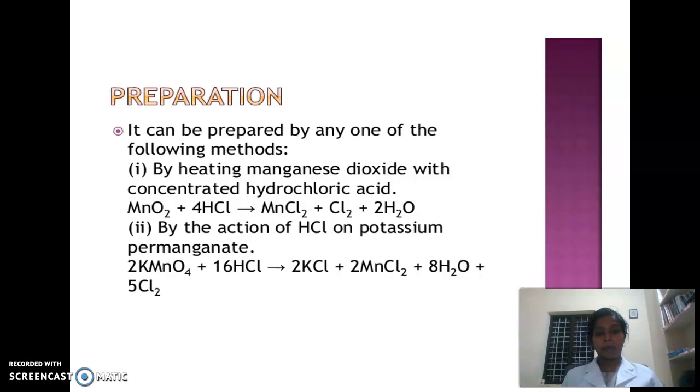How is chlorine prepared? It can be prepared by various methods, by heating manganese dioxide with concentrated HCl to form manganese chloride plus chlorine plus H2O. It is also prepared by the action of HCl on KMnO4. 2 KMnO4 plus 16 HCl giving 2 KCl plus 2 MnCl2 plus 8 H2O plus 5 Cl2. You can write any one of the reactions for the preparation.